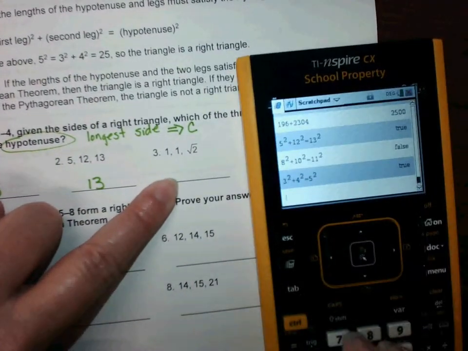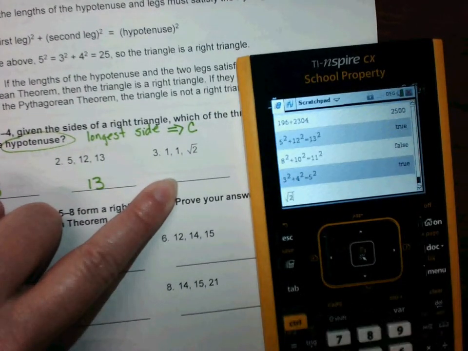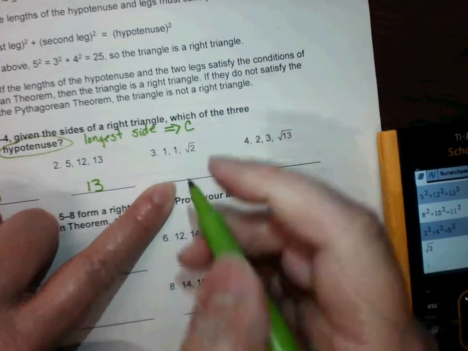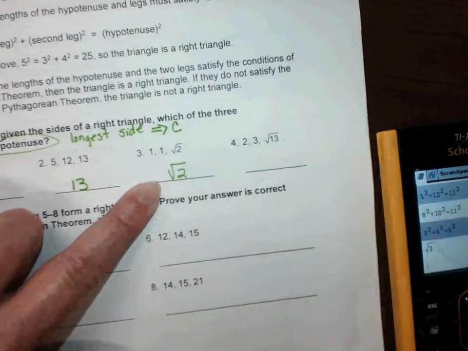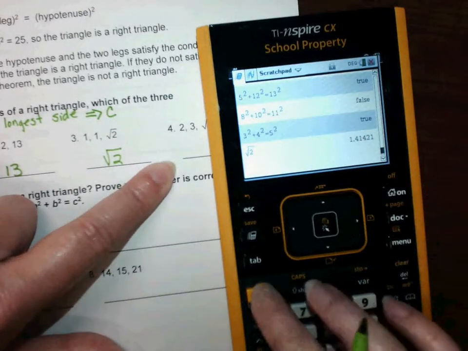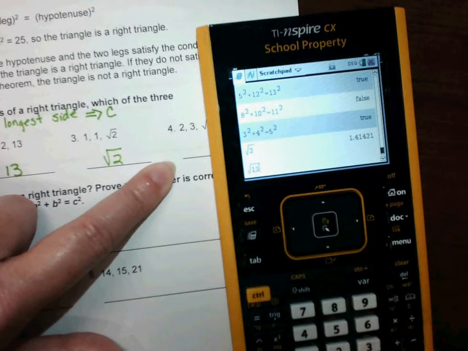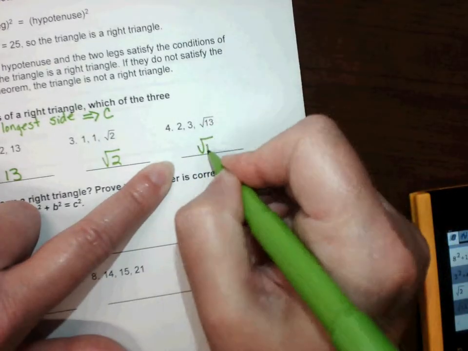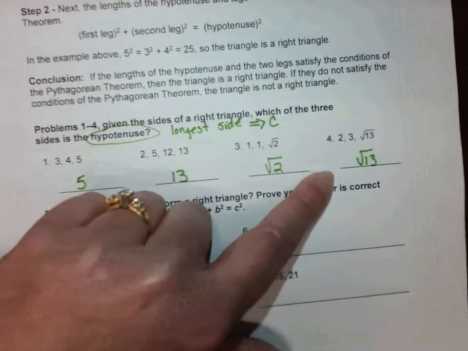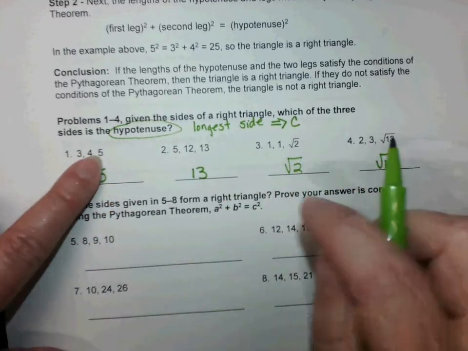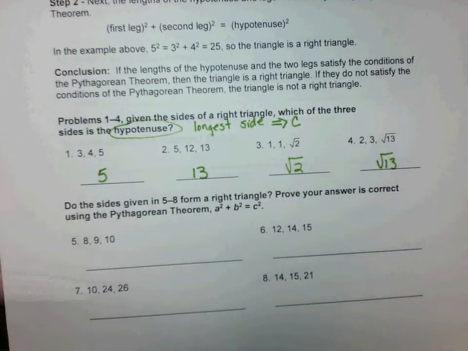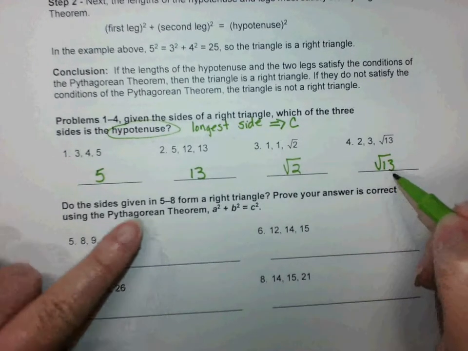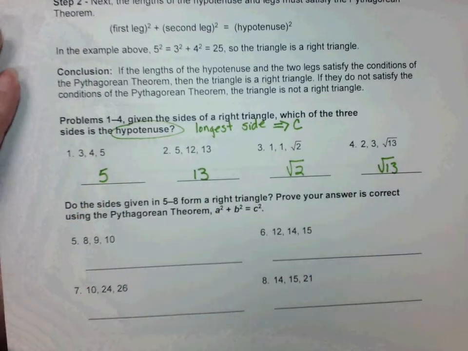Here, I'm going to check and see what the square root of 2 is. 1.4, so that is the longest side. And here, square root of 13 is 3.6, so that is the longest side. Now, one thing that I don't like that this worksheet did was they always put the longest side third. That's not always going to be the case. You have to be careful and make sure that you are actually putting the longest side in for the value of C.